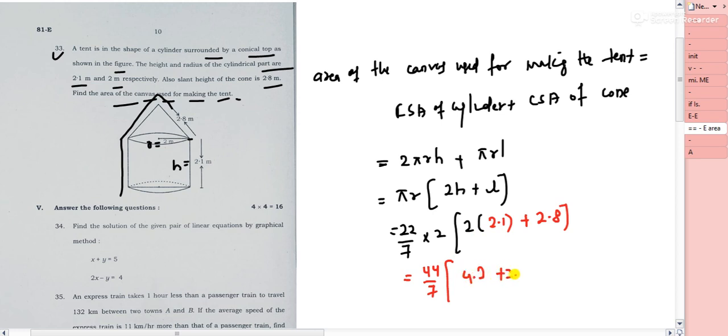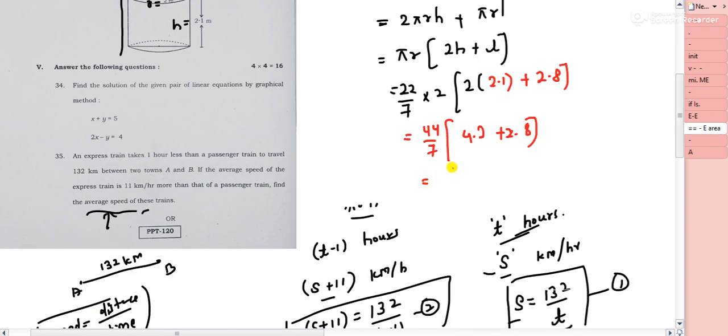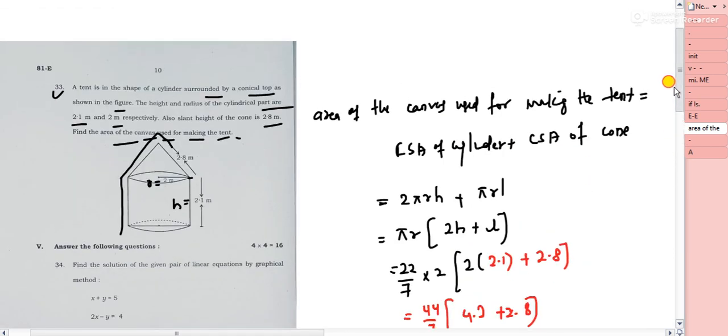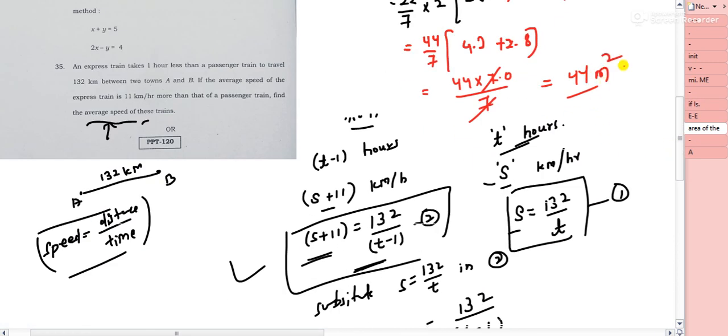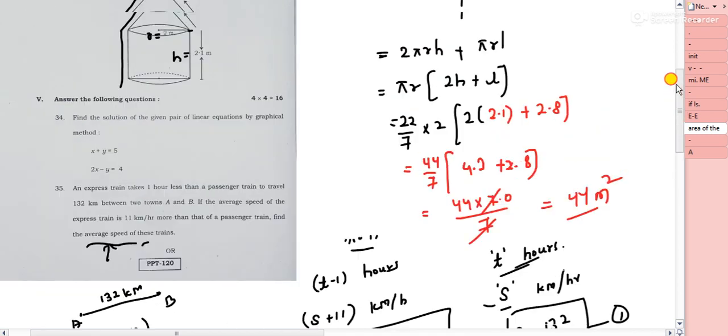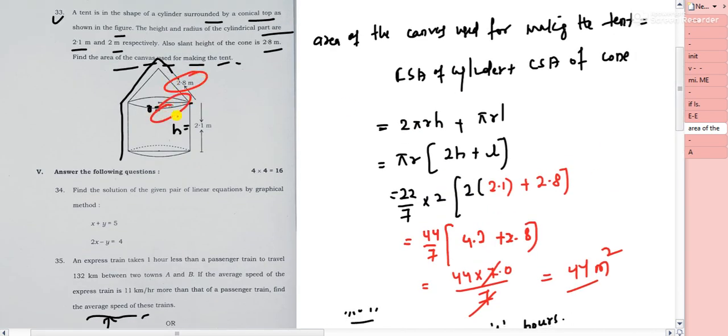So this is 44 by 7 and this is 4.2 plus 2.8. So on adding this, you will get this as 44 into 0. 4 plus 2 is 6. 6 plus 1 is 7 divided by 7. So 7 gets cancelled. You will get 44. So this is the amount of cloth, area of cloth required. Since it is area, the unit should be meter square, not centimeter, because the rest of the values are in meter. So therefore this should also be in meter square. So this is the answer, 44 meter square.